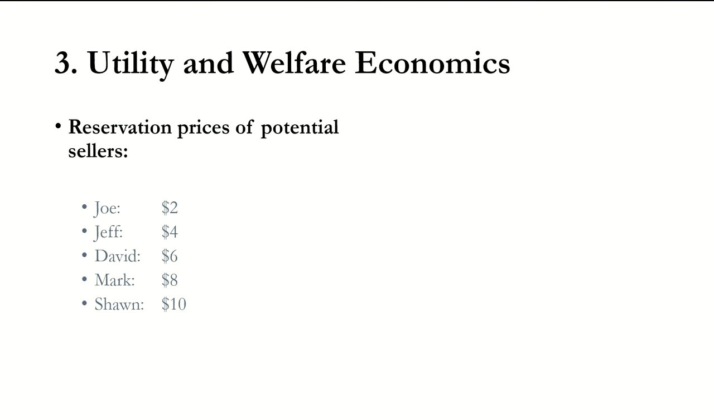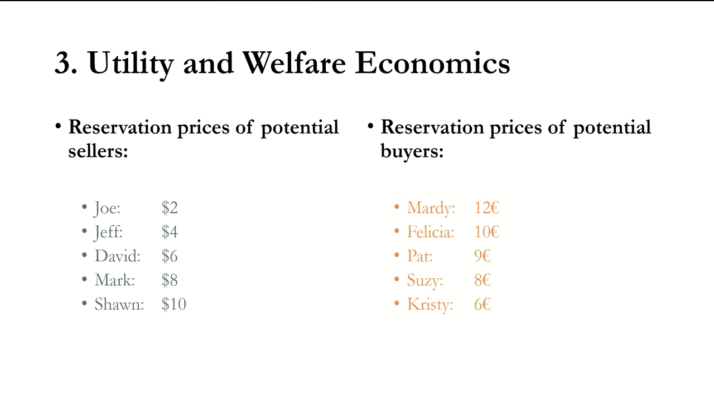And let's add another set of random female names this time, which represent the reservation prices of potential buyers of the product. We have Marty, Felicia, Pat, Susie, and Christy, and their reservation prices are 12, 10, 9, 8, and 6. So the reservation prices of the buyers are the maximum prices they are willing to pay for the service. The reservation prices of the sellers are the minimum prices that they would accept when selling the service.